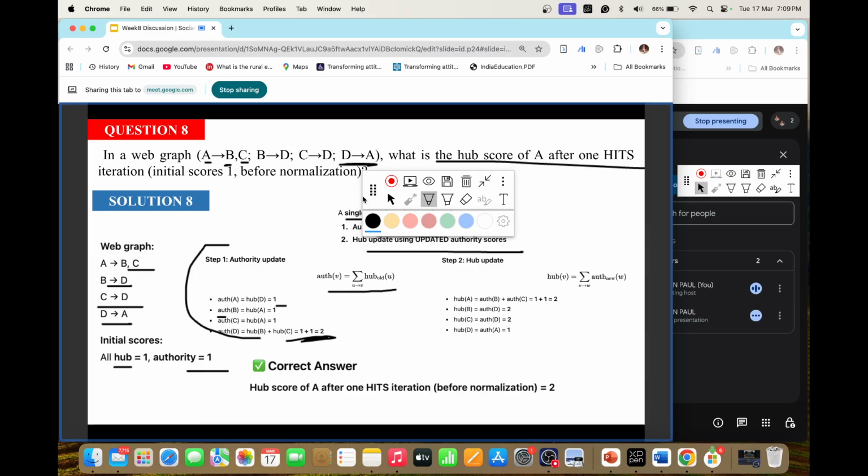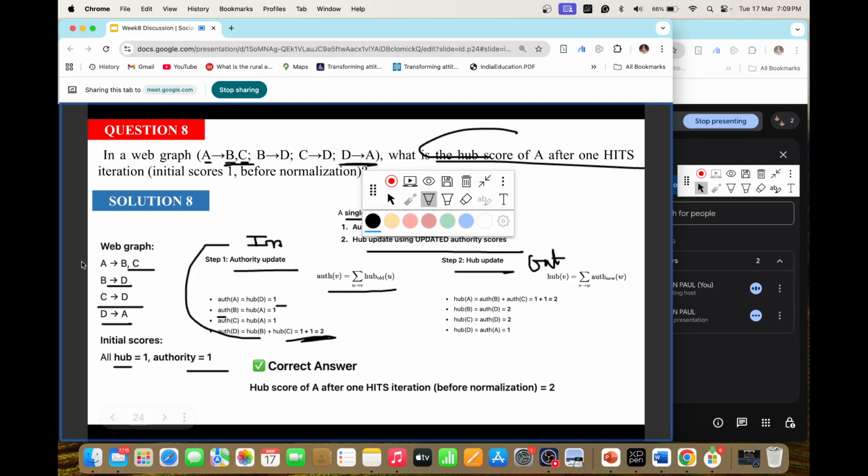That is regarding the authority, but we have to find the hub score of A. Now for the hub score of A, we will be going by outgoing links. Authority is incoming, and hub means outgoing. So now we have to do the outgoing. Hub A will be the authority of B as well as C.